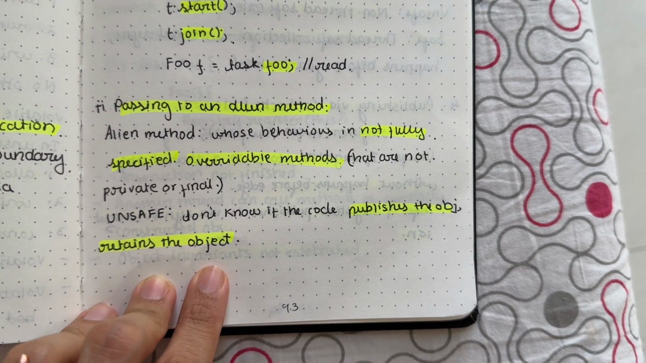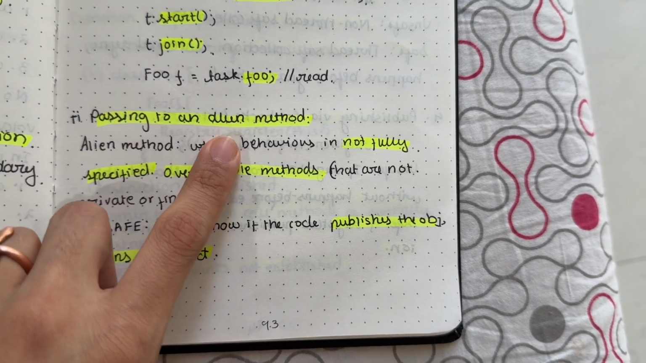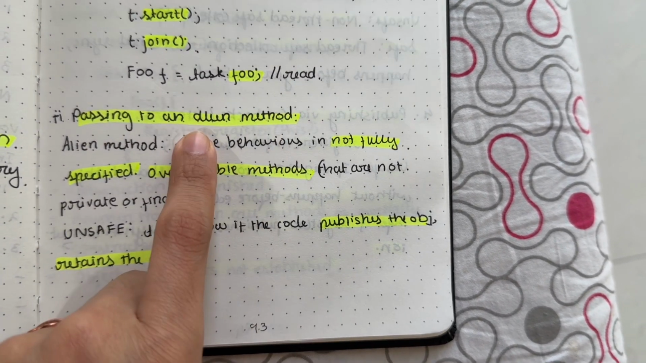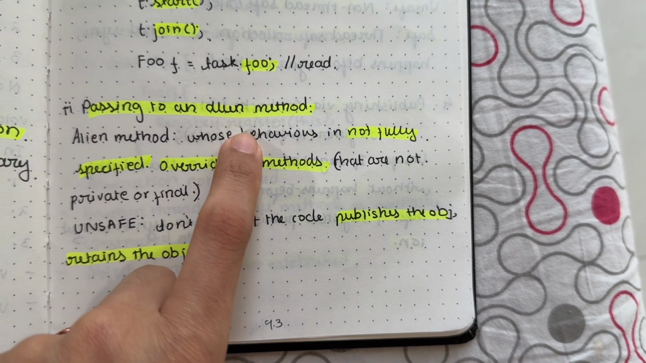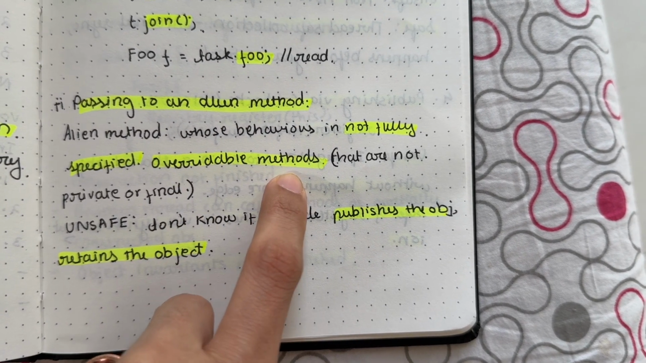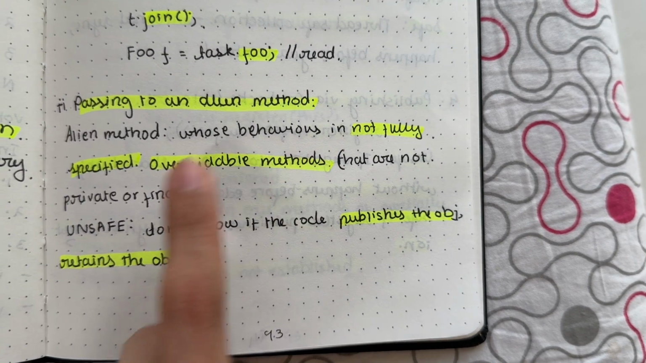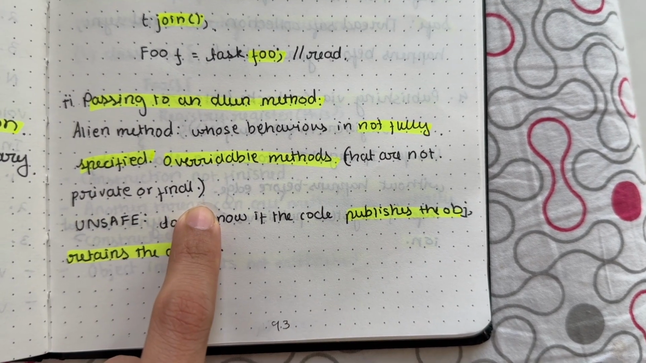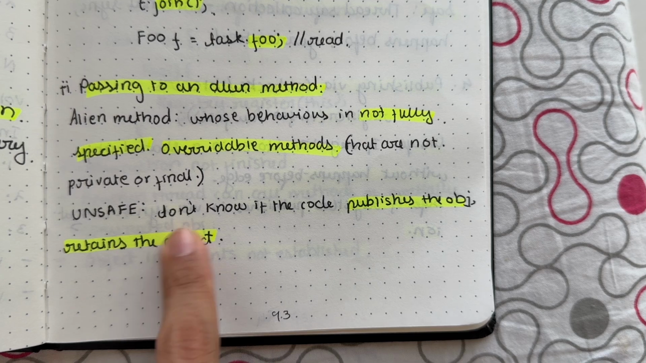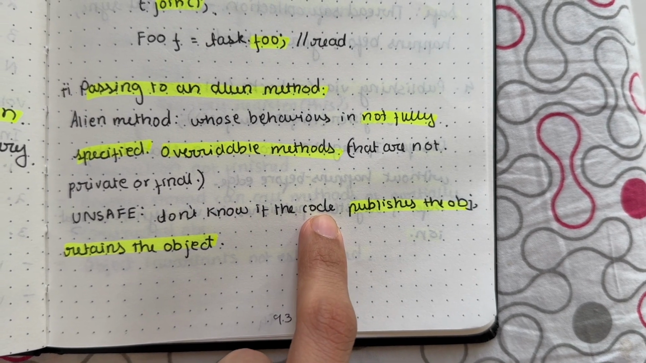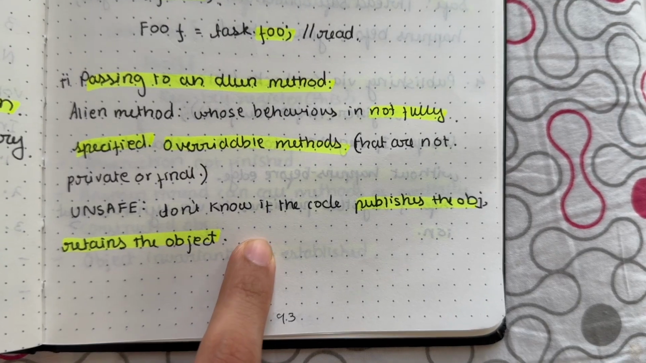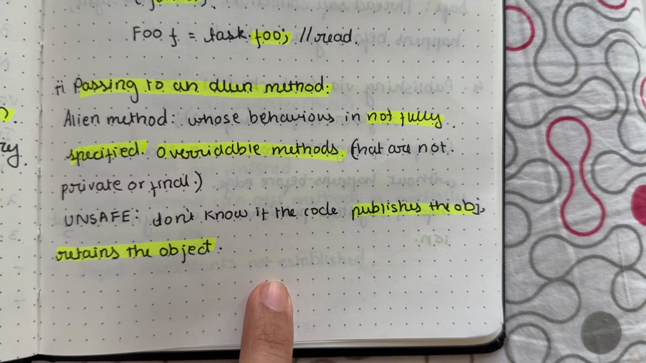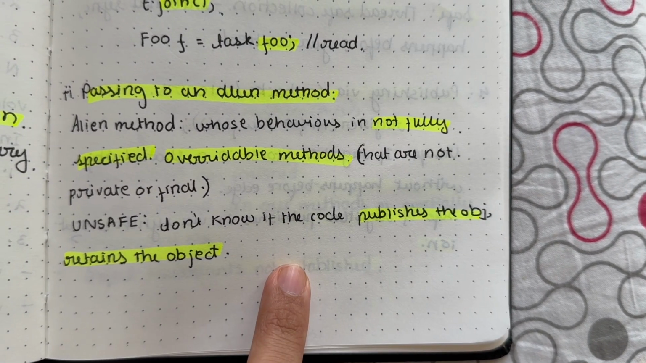Now the second type of publication in this section is passing to an alien method. An alien method is the one whose specifications are not clear, or if I'm passing my object to an overridable method, methods that are protected or that are not private or final. So it is unsafe because you don't know what the code will do to the object. It can publish the object, it can retain the object and use it later. So it is better to be safe than sorry. So that was it for this.